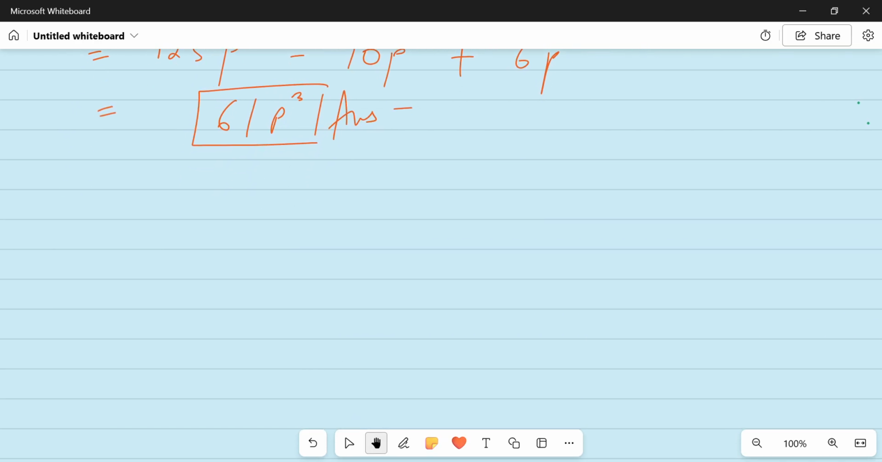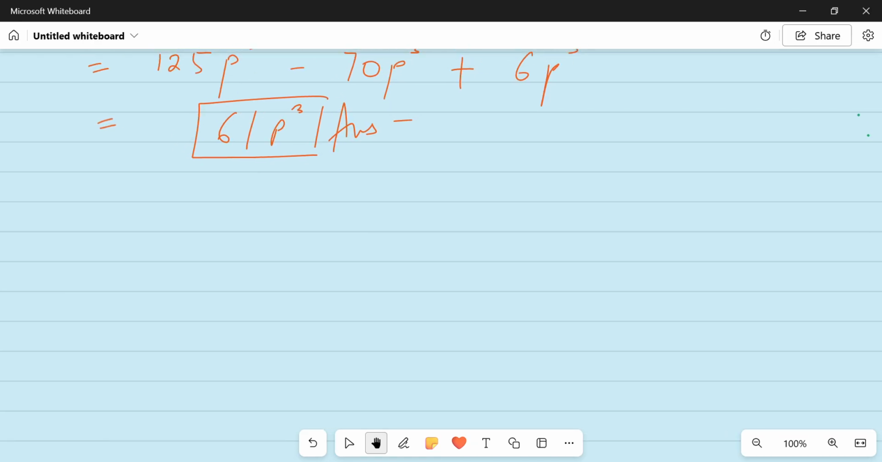Okay, now the next question is question number 15. The question says, simplify each of the following, expressing your answer in positive index form. Again, it's the same kind of question where you need to convert it into a positive index. In this question, the expression is in the square root form.